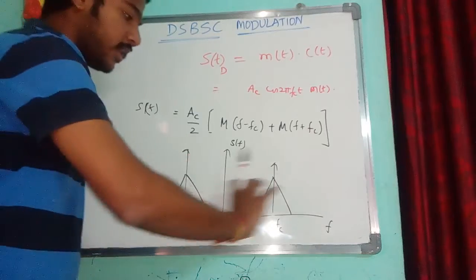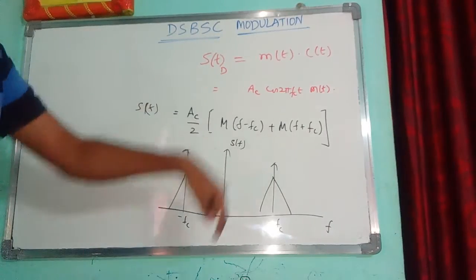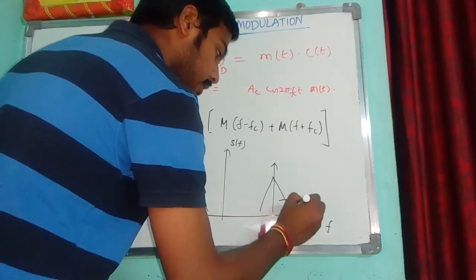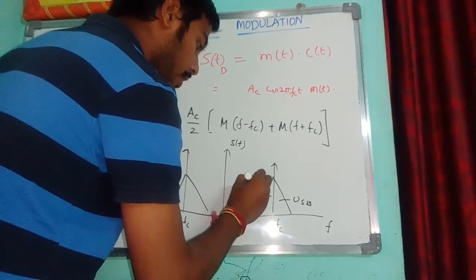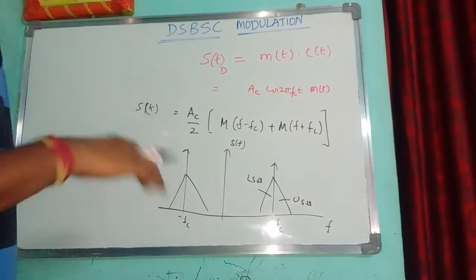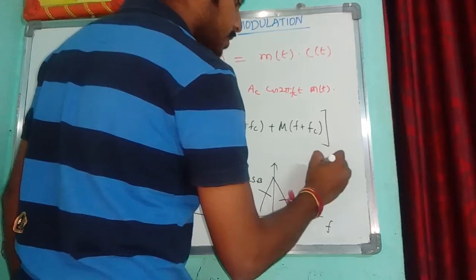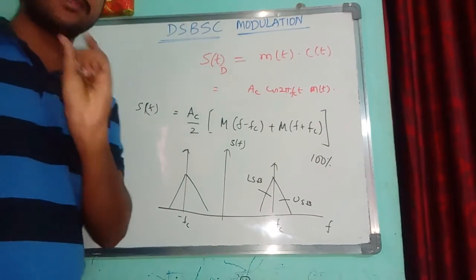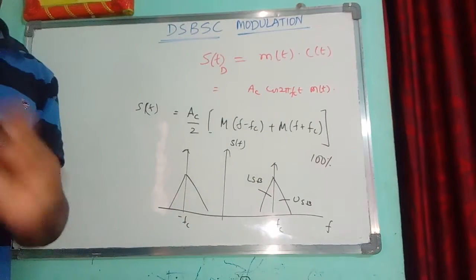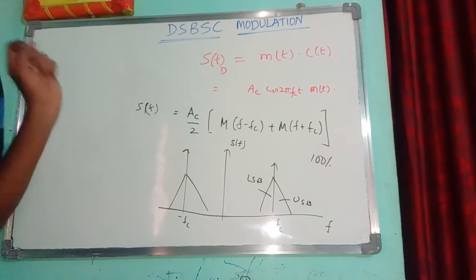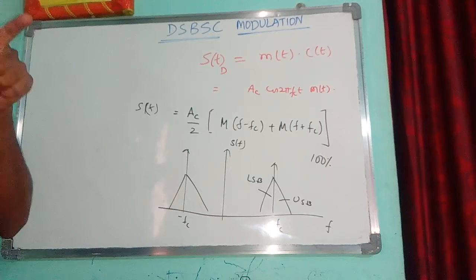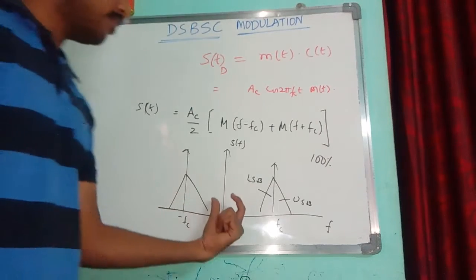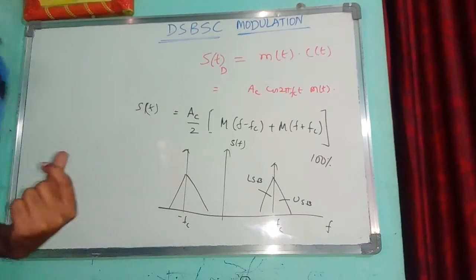Now, if you see, there is no carrier here, only the message signal. This is the upper sideband and this is the lower sideband. So what happens here is 100% power is utilized. I'm talking about efficiency: 100% power is utilized here, because we did not get the carrier in the output. To remove the carrier we need more power, so for that case we have removed the carrier signal.